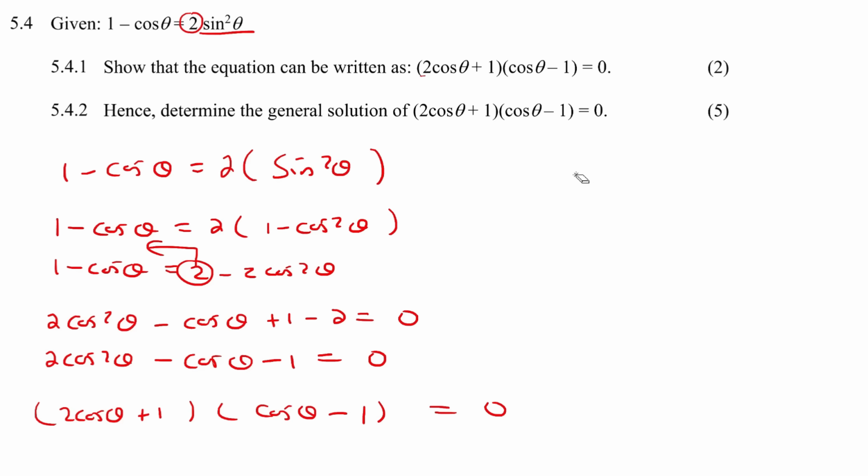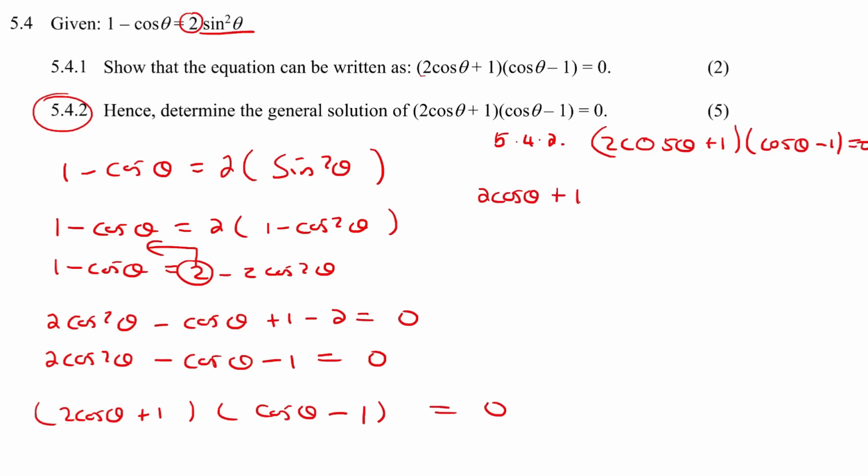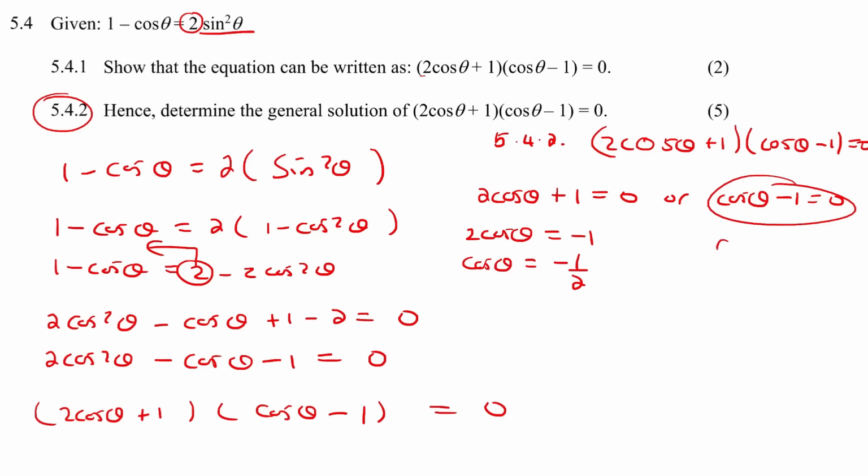Okay, and then the next one, hence determine the general solution. Okay, so now they just want us to solve. So 5.4.2, we can just write our equations down. Okay, so we can just say that the first one is equal to 0, or that. And then here you're going to take the 1 over, and you're going to end up getting cos theta equals negative a half. And then for this one, you're just going to get cos theta equals 1.